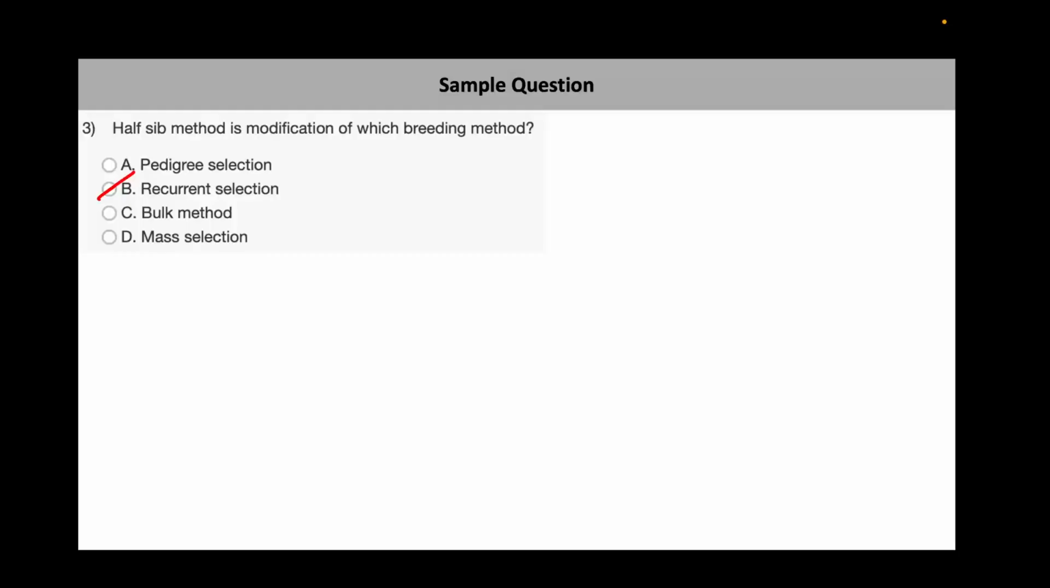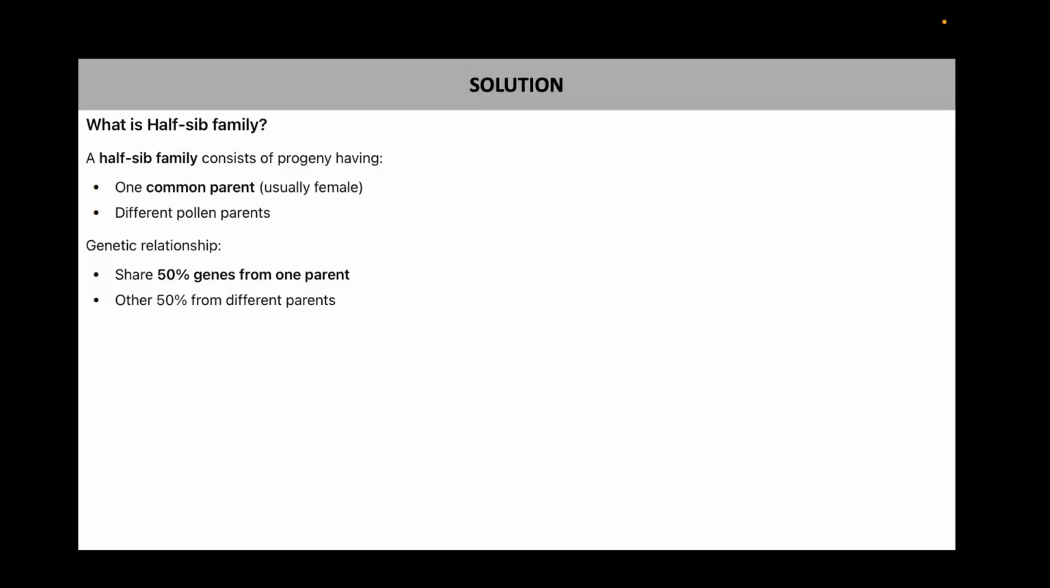Okay, so let's discuss this. First, let's talk about what the half sib method is. Half sib is short for half sibling. In the half sibling method, there is one common parent. Usually the female is common, and there are different pollen partners. A female of a superior variety is selected and then crossed with different pollens to get different results.